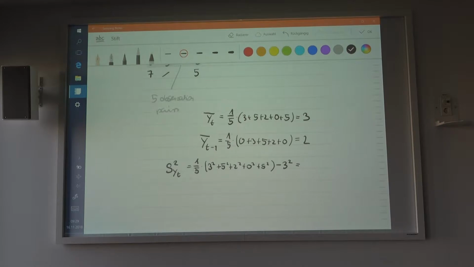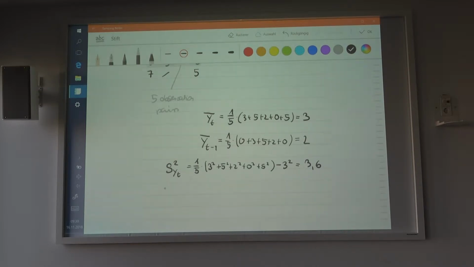Okay, so now you have 9 plus 25 equals 34, plus 4 equals 38, plus 25. Okay, so then you have 25 plus 38 equals 63. 63 divided by 5 equals 12.6. And 12.6 minus 9 equals 3.6. Okay, so this is what I got here for the variance. So this is the variance of the dependent variable.